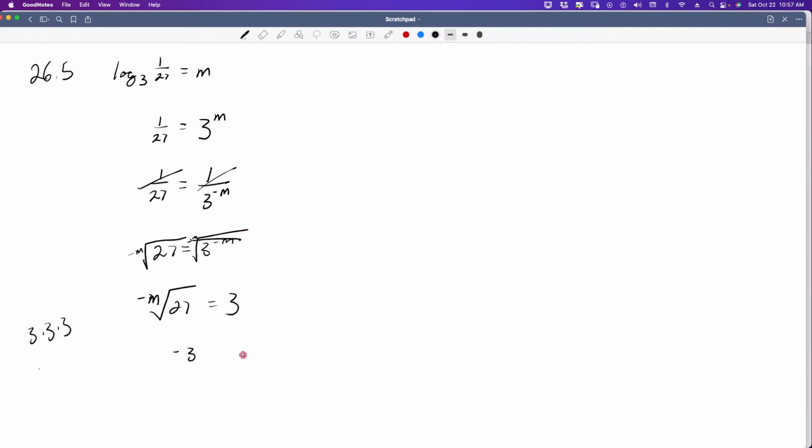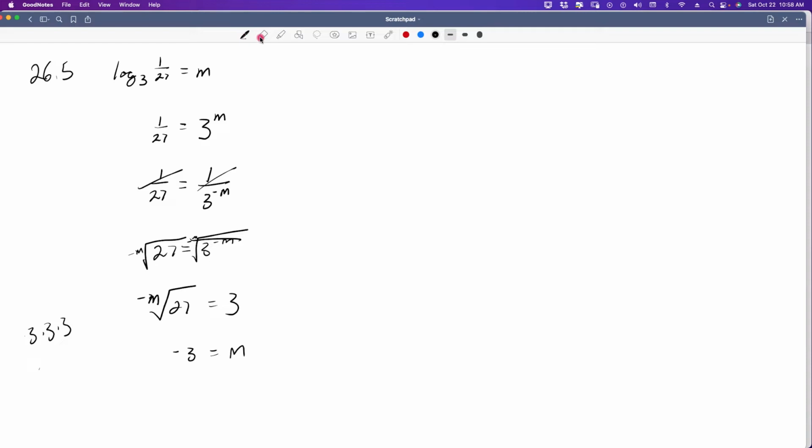Right? And my fingers are getting a little numb here from writing so much. But that is how we would solve for that. My index is going to be a negative. It's 3, but it's a -3. That is my m.